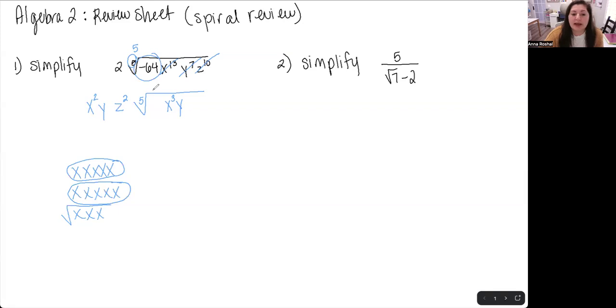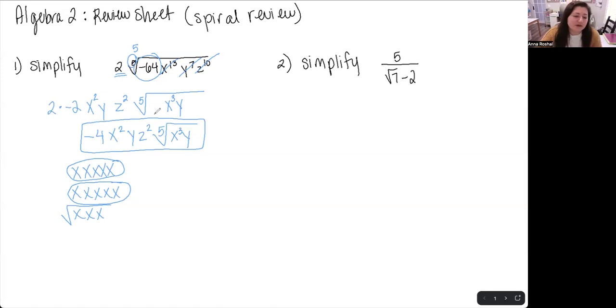Negative 64 actually is negative 2 times negative 2 times negative 2, 5 times. So I'm going to pull this negative 2 out, and I'm going to multiply it by the 2 that's already out here. So my final answer, just to clean this up a little bit, is going to end up being negative 4 because I'm multiplying this, x to the second y, z squared, fifth root of x to the third y. Final answer. We always want to make sure that it's fully simplified and then cleaned up a little bit. Like there's no reason for this empty space here.